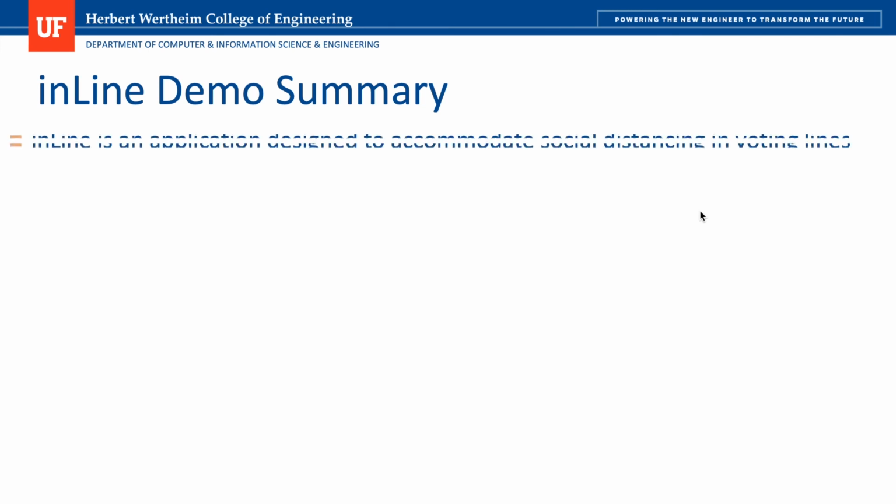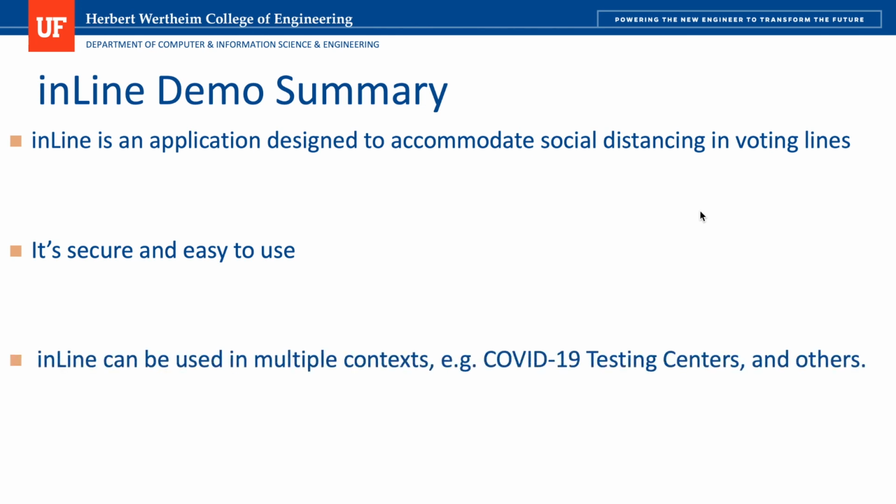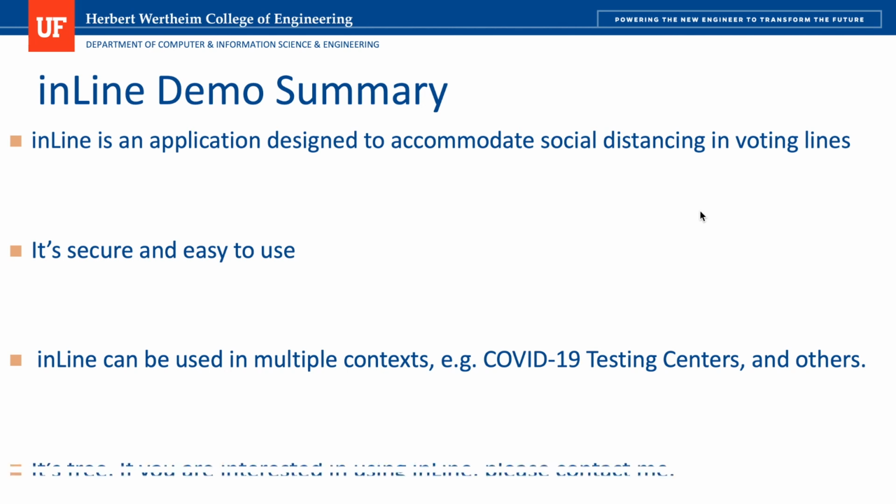In summary, inLine is an application I designed to accommodate social distancing for voting lines. It's secure, it doesn't sit on a network, and it's easy to use, as you can see. inLine can be used in multiple contexts. It can be used for voting, as well as, for example, COVID-19 testing centers and other contexts.